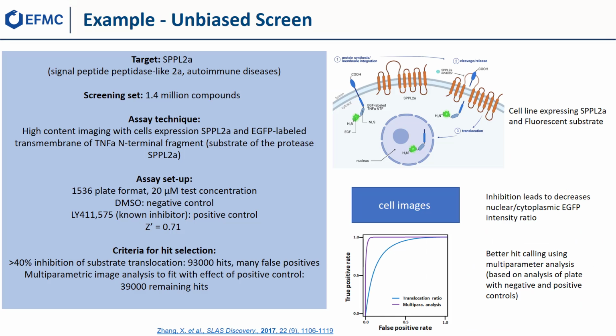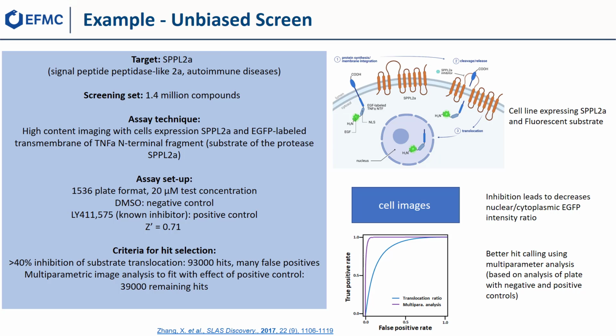This is, to finish, an example of an unbiased screen. In this case, the target is SPPL2A, signal peptide peptidase-like 2A, which is an interesting target for autoimmune diseases. In this case, the researchers went for the full screening set, 1.4 million compounds. The assays allowed it, and they thought they needed that in order to find interesting starting points.